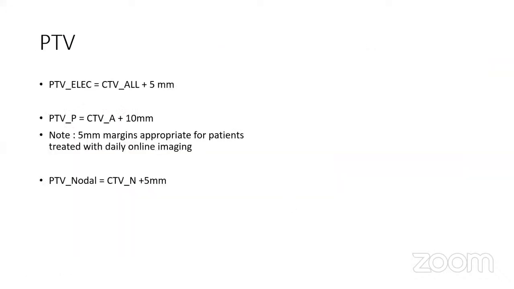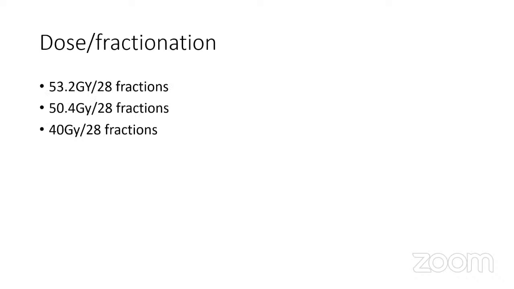Now coming on to the PTV. So we generally follow a simultaneous integrated boost technique here. So we create a separate 3 volumes. One is the PTV primary, which will include the CTV primary plus a 10 mm margin, and we go for a 5 mm if daily online imaging is done. And for the PTV node, we give a 5 mm margin from the CTVN, and for the PTV elective, we give 5 mm from the CTV elective.